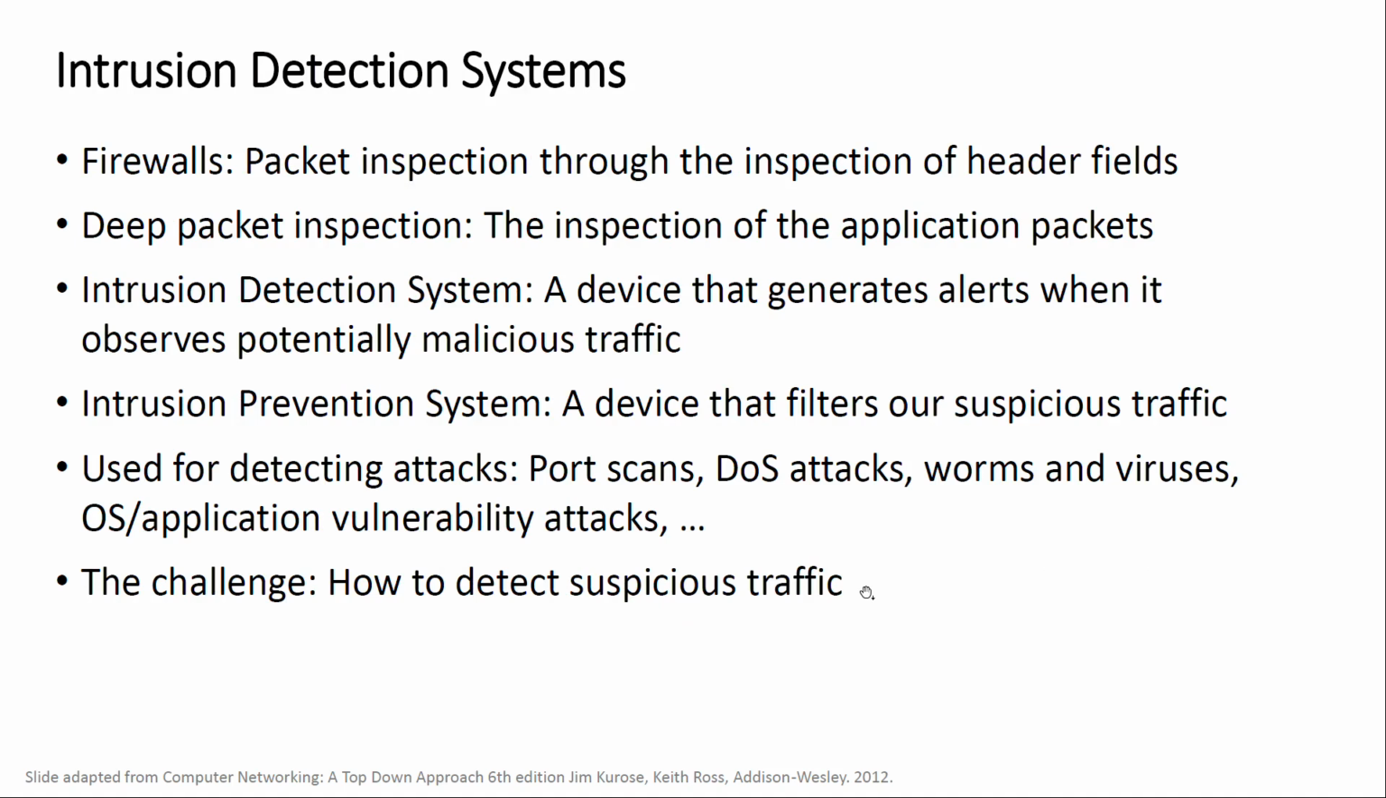Let's move on to intrusion detection systems. Firewalls are just packet inspection through the inspection of header fields. Deep packet inspection is the inspection of the application packets. An intrusion detection system is a device that generates alerts when it observes potentially malicious traffic. Intrusion prevention systems are devices that filter out suspicious traffic. So one of them just detects it, but the prevention system acts on these alerts.